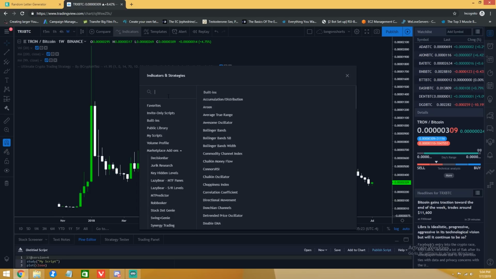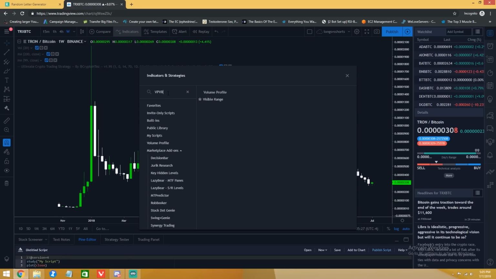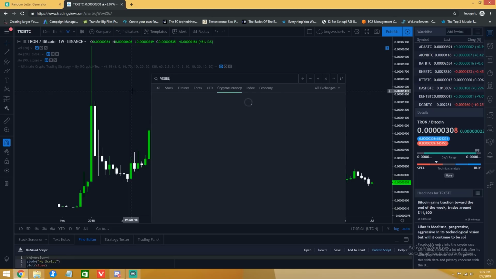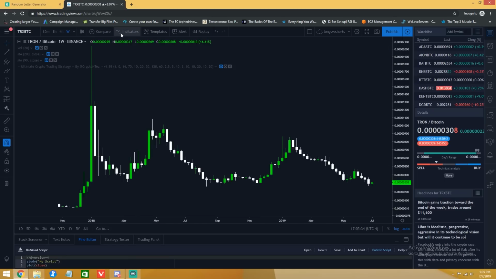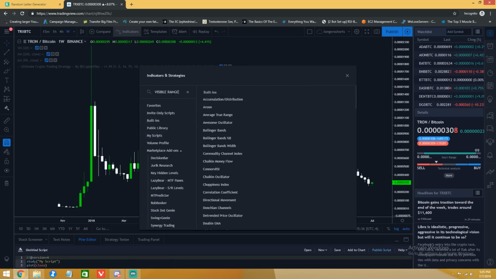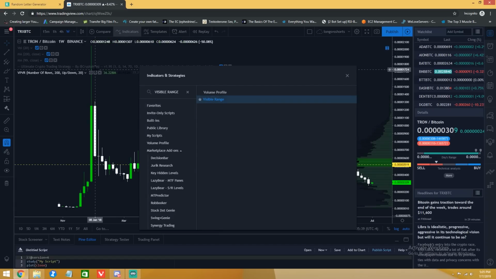The VPVR tool is a paid indicator on TradingView, meaning that you need to have an account and you need to give them some money in order to access it. If you type VPVR, it'll come up as visible range. Same idea, click on that.